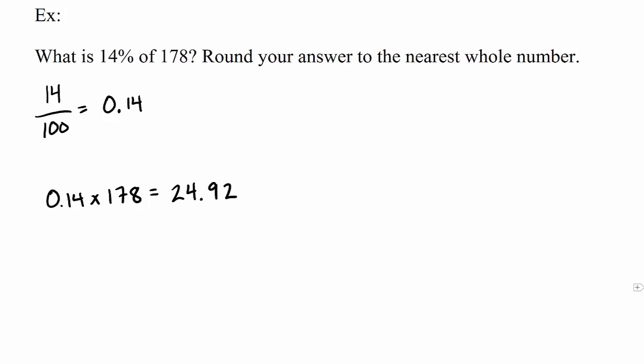24.92. Because I want to round to the nearest whole number, that means that I'm going to be rounding to that digit right there, the ones position. So I'm going to look at the digit to the right of it. That is a 9, which is higher than a 5. Therefore, this is going to round up to a 25.